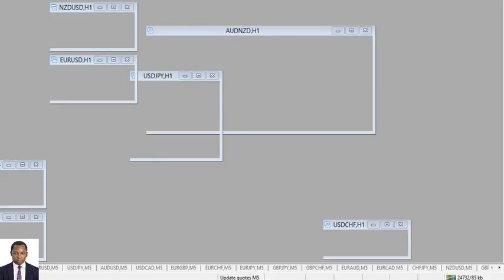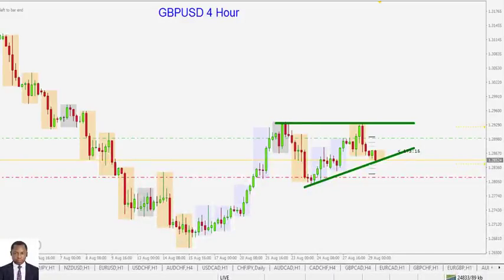I need to allow my default profile to load. It has some indicators, so it takes a little while to load. Okay, it should be loaded in a few more seconds. All right, so let's begin with those pairs that we have trades running.